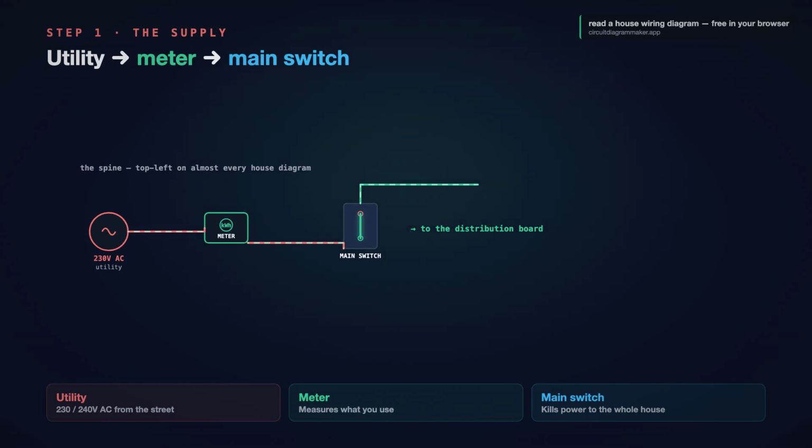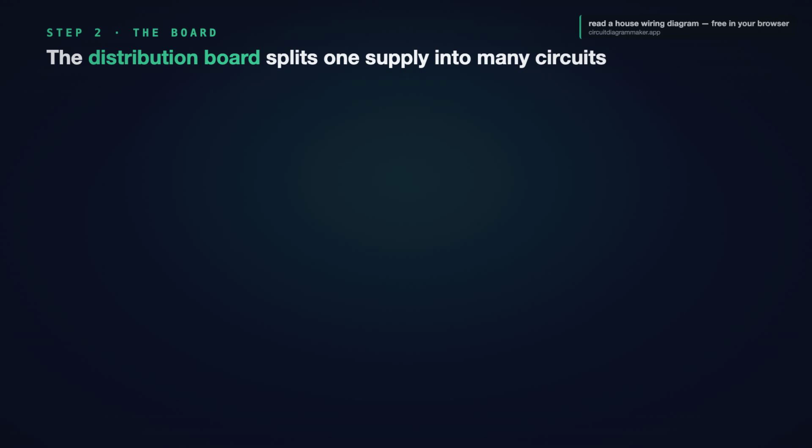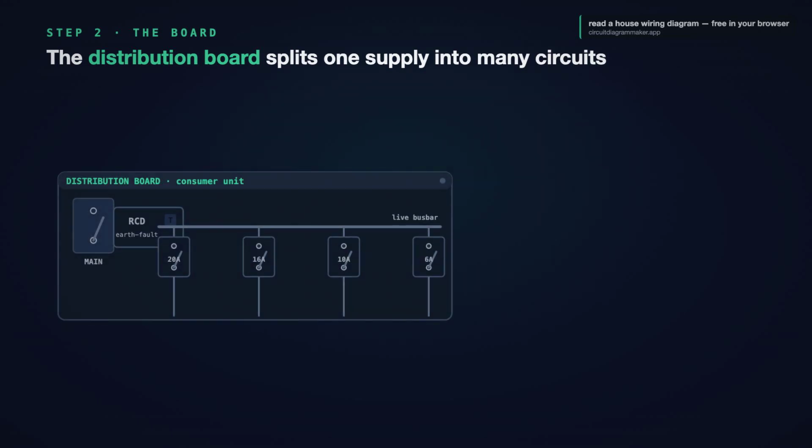Step 2. The distribution board. The consumer unit. The DB. Same box, different names. This is the heart of the diagram, and it does one job. It takes that one big supply and splits it into many smaller protected circuits. Read it top to bottom.